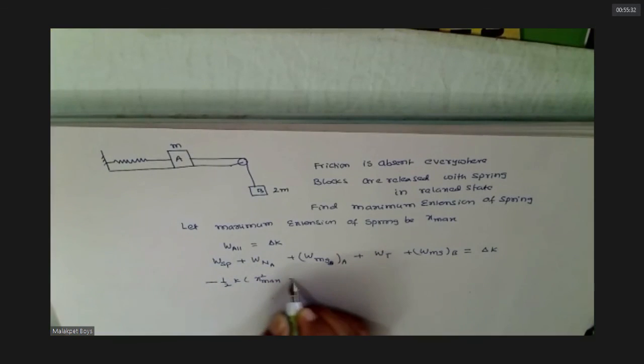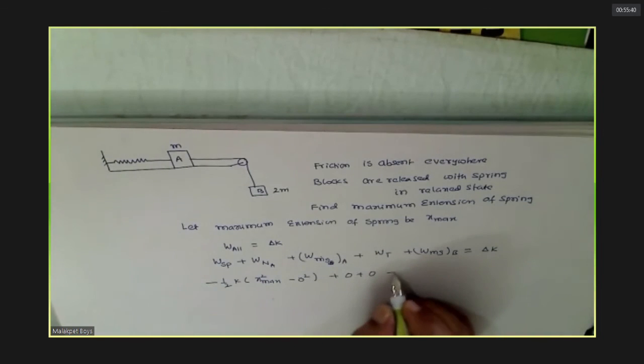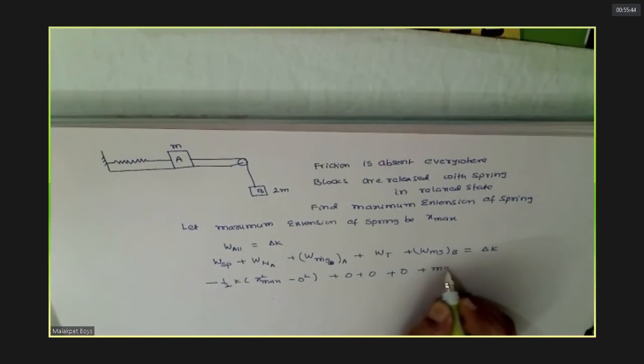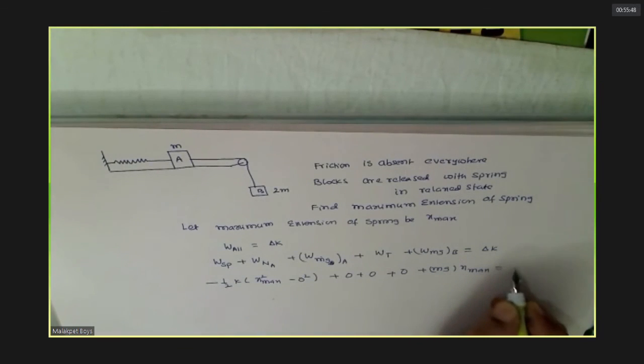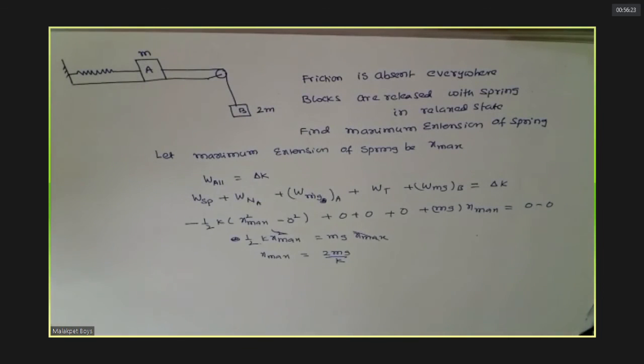This is minus half k x max square. Final extension is this, initially no extension, these two will be zero. Why? Because of perpendicular displacement, work done by tension is also zero. This is mg downwards, x max downward, change in kinetic energy. Block is at rest, no? Do you agree with this or not? Is it clear? Yes, sir.